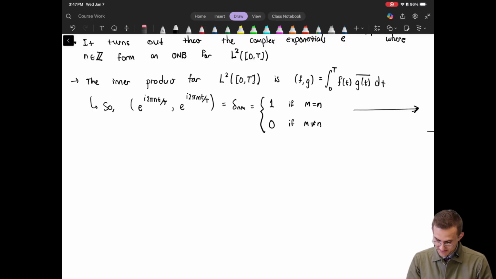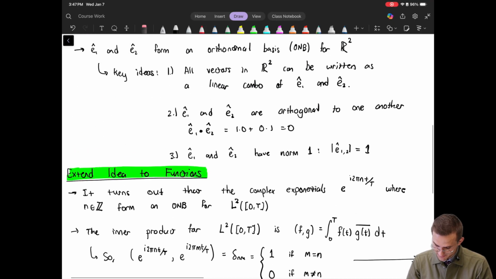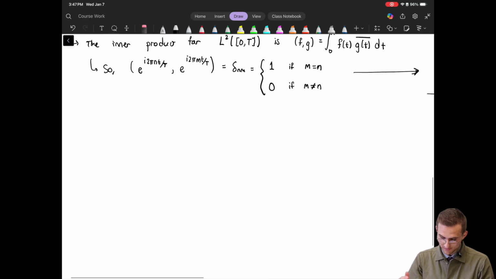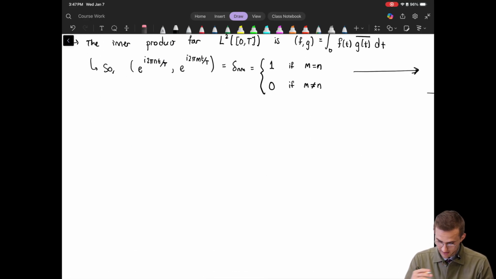Okay, so this is very much like the setup of an orthonormal basis, right? When you integrate these two basis elements against one another, you get 1 if the indices are the same and 0 otherwise. That's the same thing here, right? This is like points 2 and 3 on R2. And so we have all the components that we need to make an orthonormal basis.